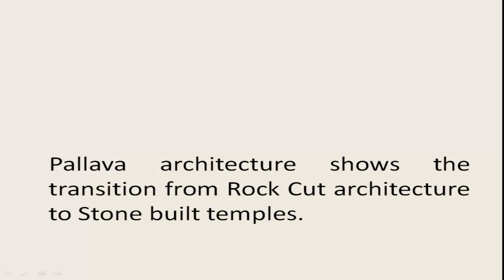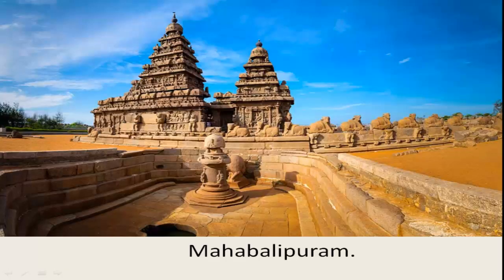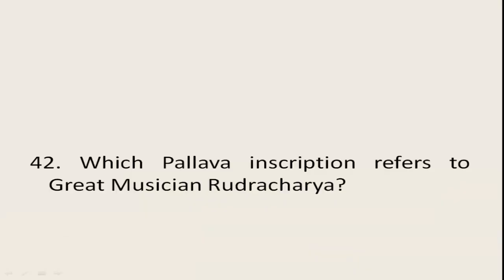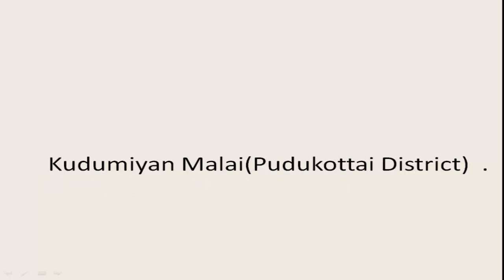What was the salient feature of Pallava architecture? Pallava architecture shows the transition from rock-cut architecture to stone-built temples. Which city is known as City of Seven Pagodas? Mahabalipuram. Seven Pagodas has served as the nickname for South Indian city of Mahabalipuram. Which Pallava inscription refers to Great Musician Rudracharya? Kudumiyan Malai. In Pudukottai district, the inscription was written on rocks of cave temple.